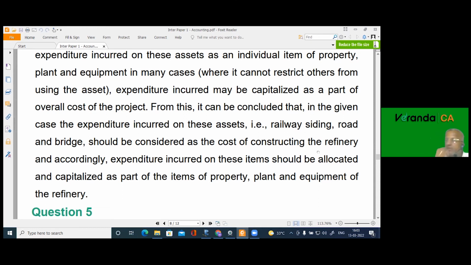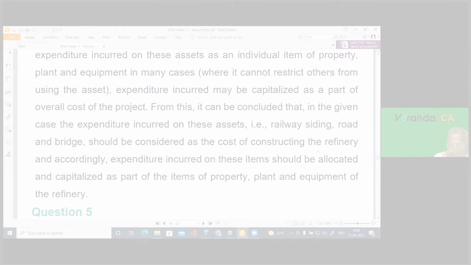But in the construction of the refinery, you would have a lot of other PPEs, other property, plant and equipment. On some rational basis, the expenditure incurred in bringing a pathway for the refinery can be taken for capitalization, but not in the name of sidings, bridges, and roads. Question number 5.